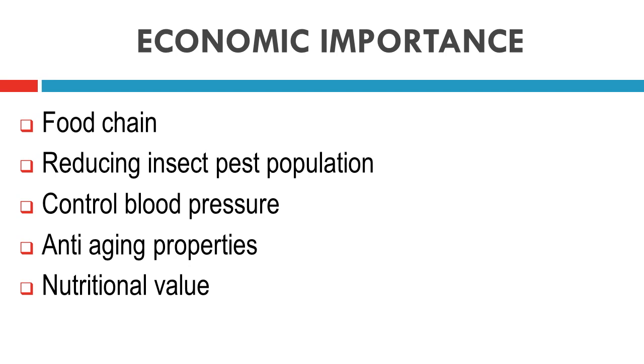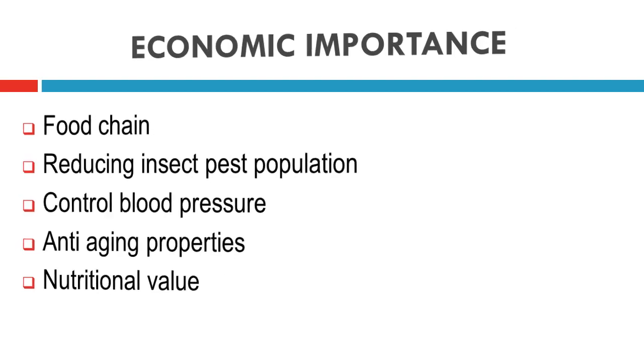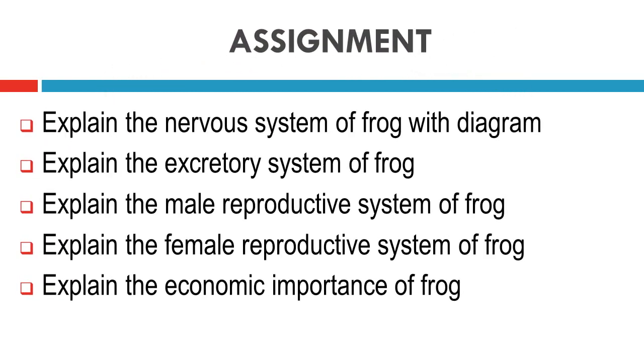Let us go on to a few assignments regarding today's class. First of all, here I have given five mark questions. The first one is: explain the nervous system of frog with the diagram. Second question, explain the excretory system of frog, again with the diagram. Everywhere you have to give the diagram. Fine. Then explain the male reproductive system of frog, explain the female reproductive system of frog, and the last one, explain the economic importance of frog, right? So everything will be asked as a 5 mark question, and this economic importance, sometimes it will be asked even as a 3 mark question also, right?